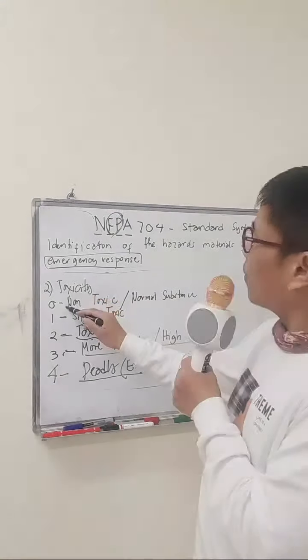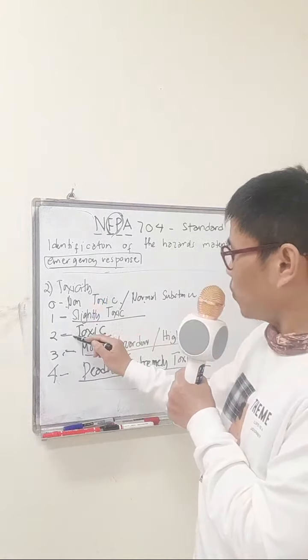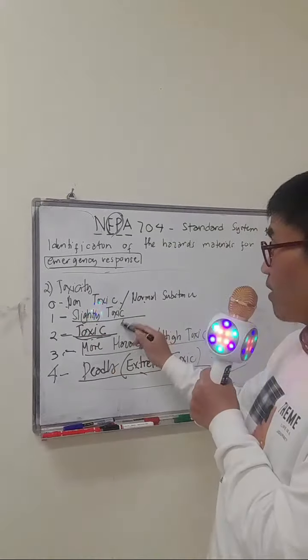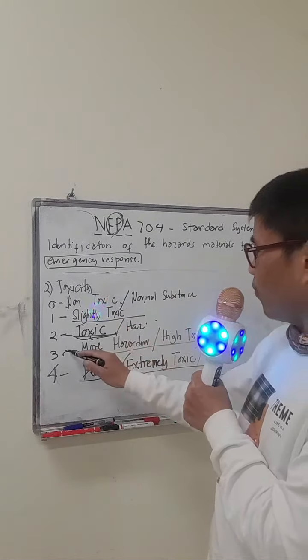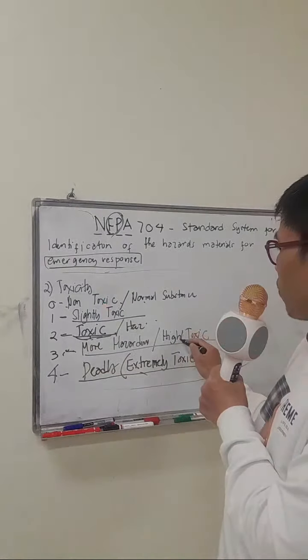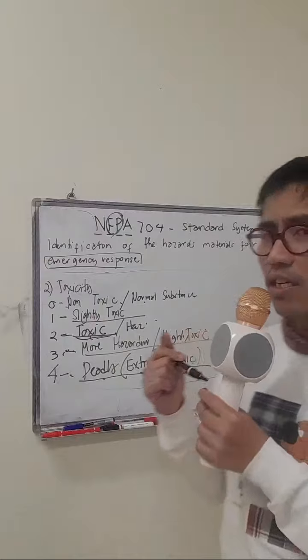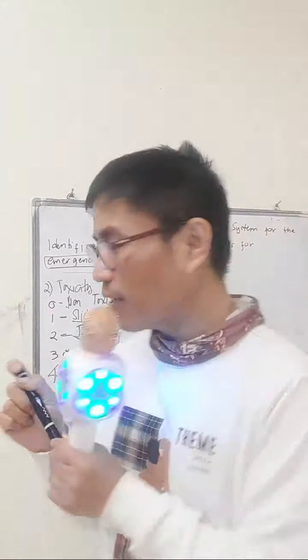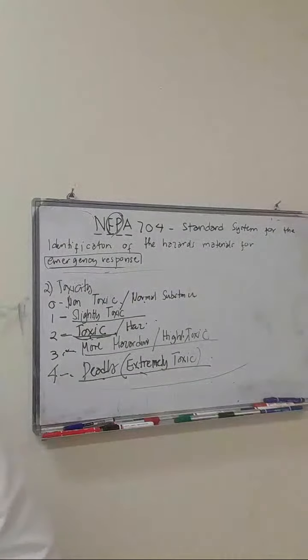So, 0, non-toxic or normal substance. 1, slightly toxic. 2, toxic, or we'll see also hazardous. It depends. Once it is toxic, it's hazardous, right? 3, highly toxic or more hazardous. 4, deadly or extremely toxic. And now we go to the reactivity.